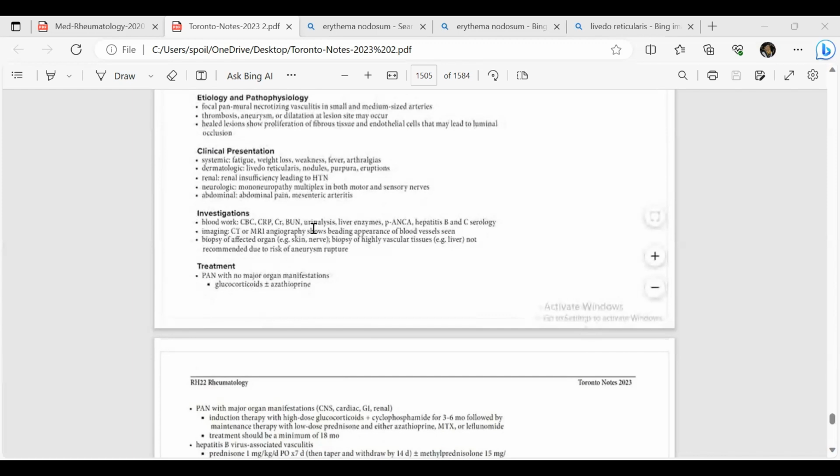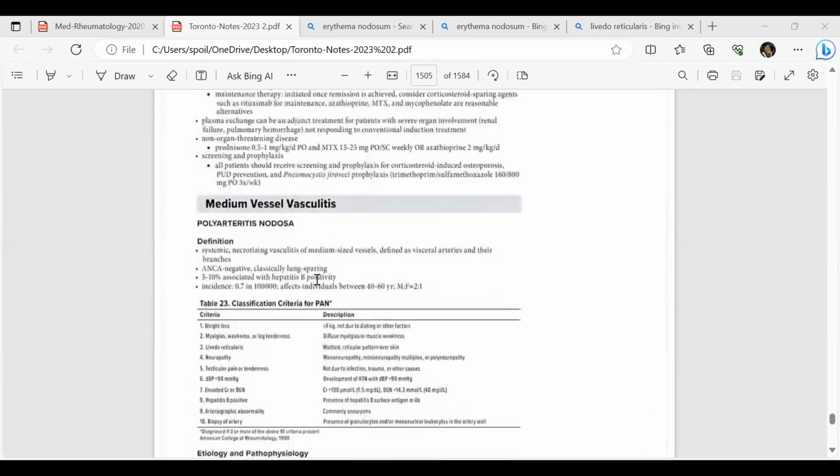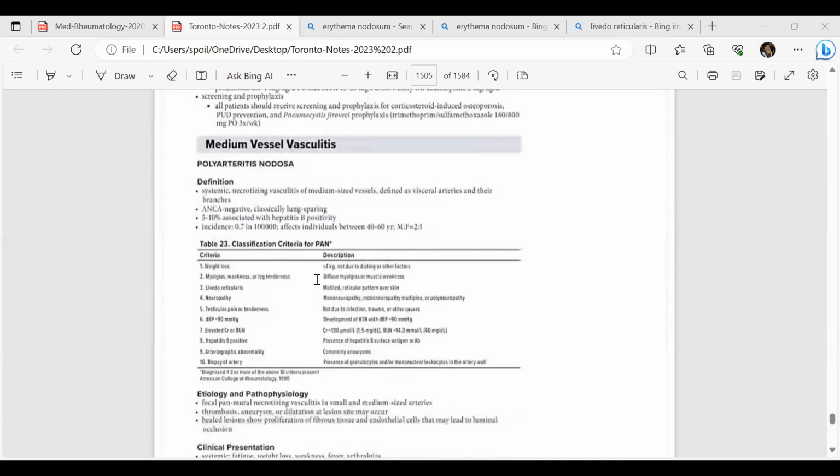It's a small vessel vasculitis too? This PAN, yes. No, PAN is a medium vessel vasculitis, and medium-sized vessels and visceral arteries and their branches are involved. If you're saying PAN is small vessel, no, it's a medium vessel vasculitis, and it's mentioned over here also.